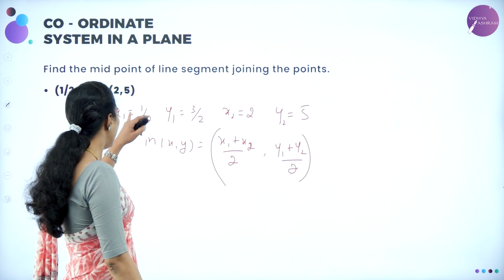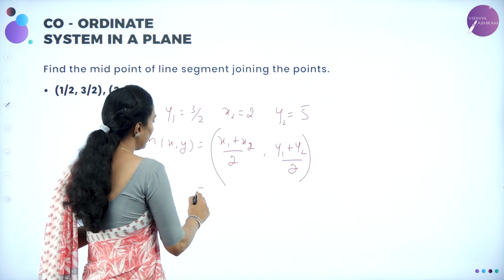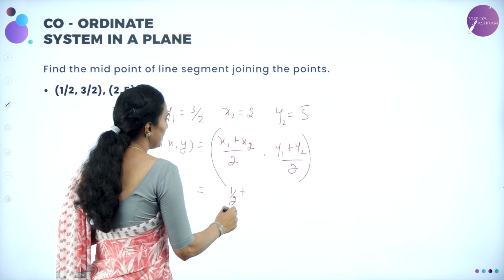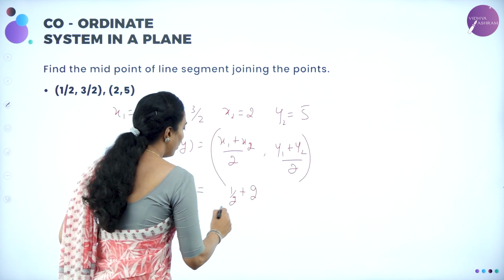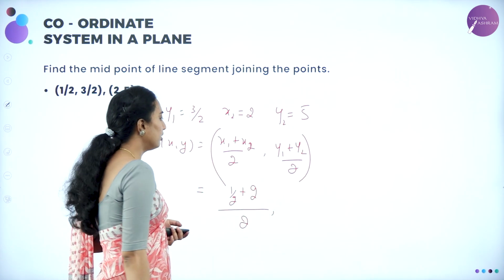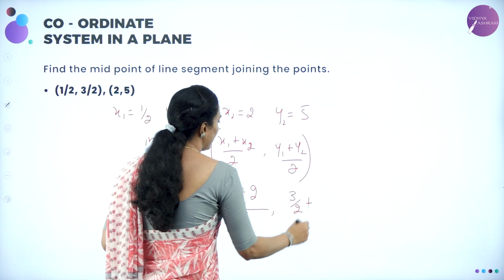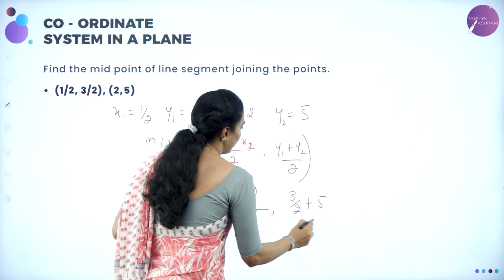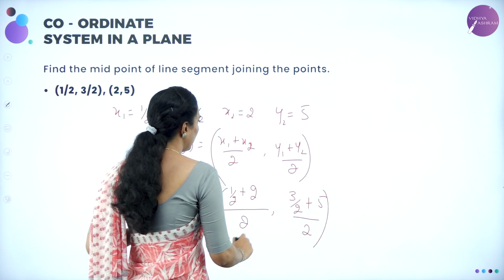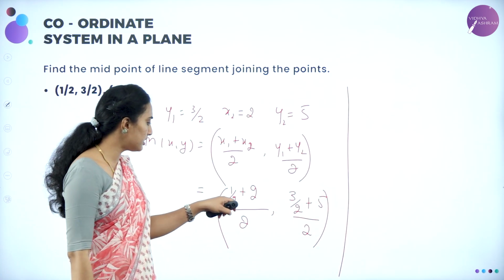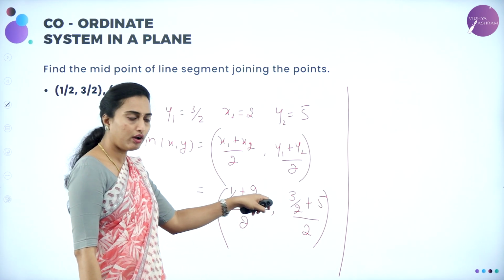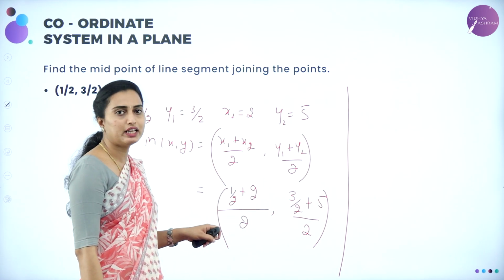What is x1? x1 is 1 by 2. Let me write that down. 1 by 2 plus, what is x2? 2, whole divided by 2, comma, y1 plus y2. What is y1? 3 by 2 plus y2 is 5, divided by 2. Let me solve this one. How to solve? See here, take the LCM. 2 2s are 4. Then 2 will come to the denominator automatically.